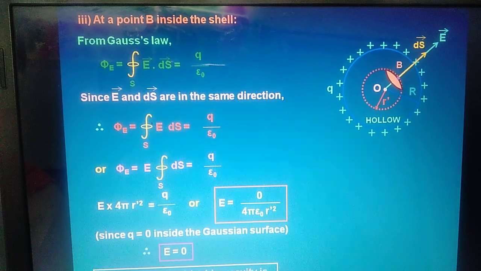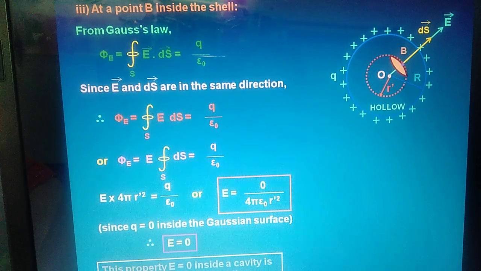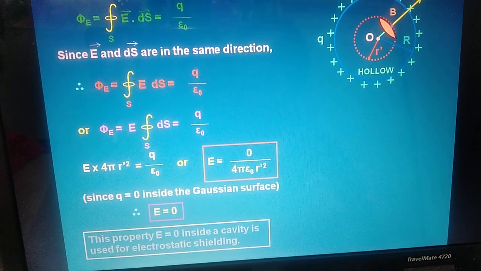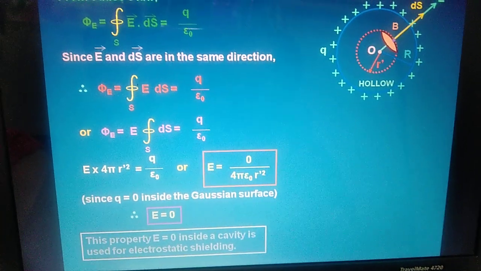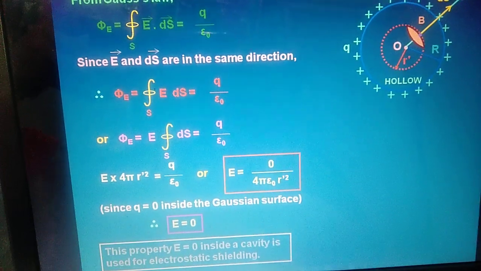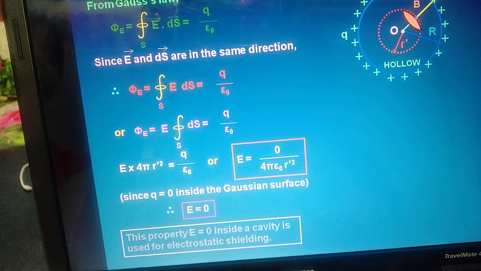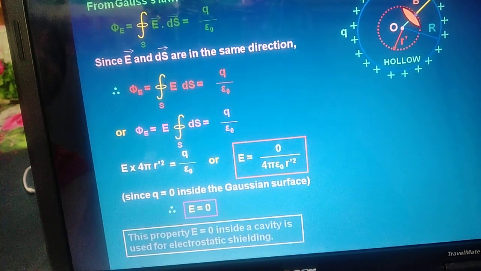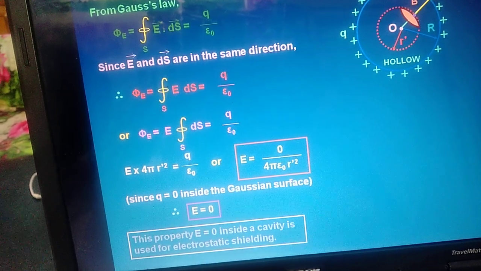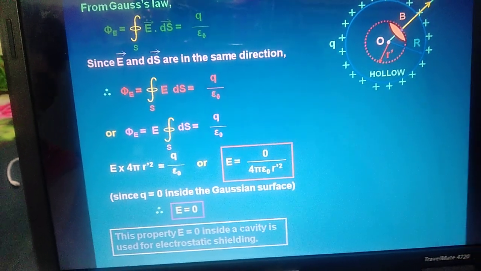is used for electrostatic shielding. That we'll discuss in the next chapter. But the concept starts from here: when you have a conducting spherical shell, the charge lies outside on the surface, and there is no charge inside the cavity. When you have a hollow sphere like a tennis ball, the electric field is zero inside the hollow or cavity, and this is used for electrostatic shielding.